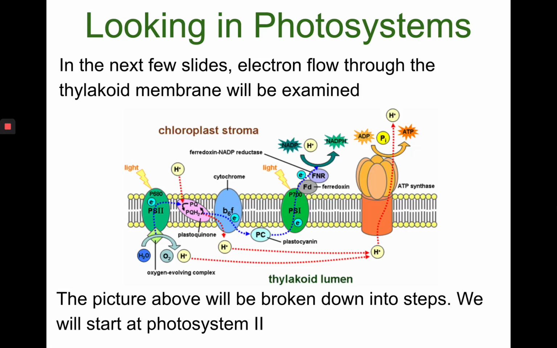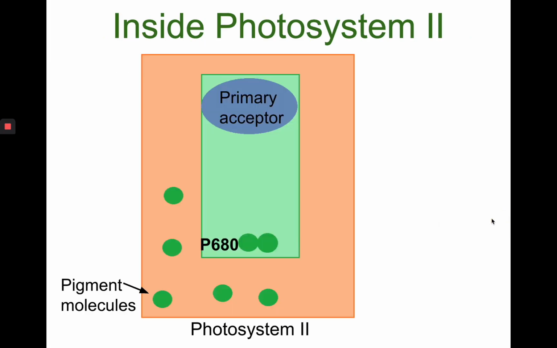Oftentimes when we're looking at light reactions, it's easy to break them up into two steps by looking at the photosystems. So we're going to start with photosystem 2. And remember, photosystem 2 comes first because of the order that the photosystems were discovered.